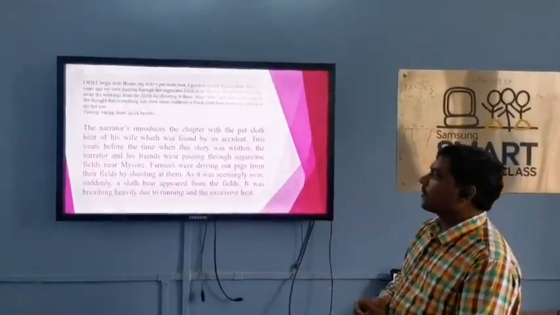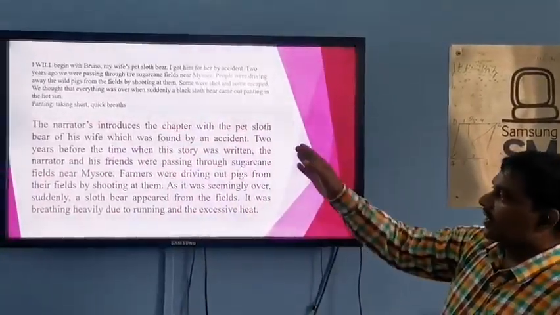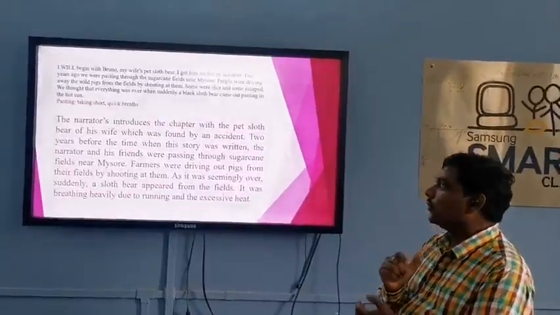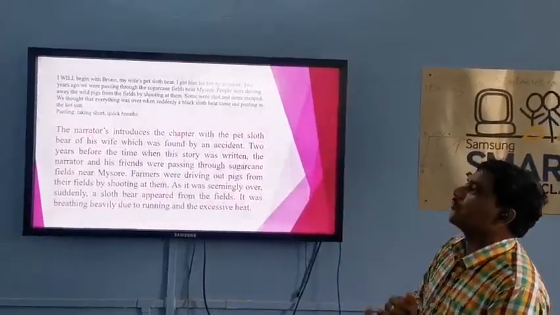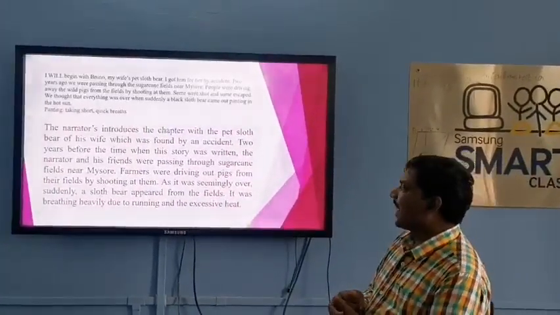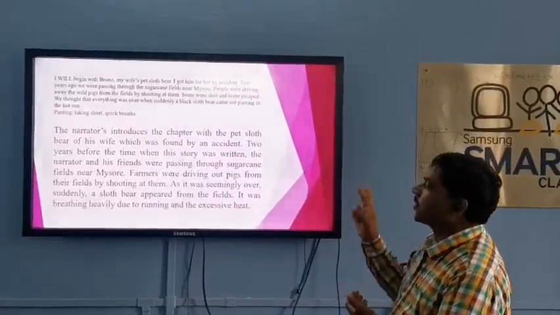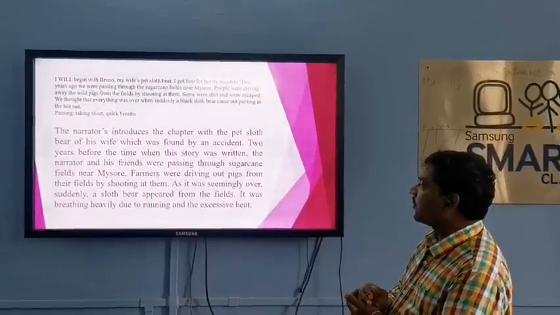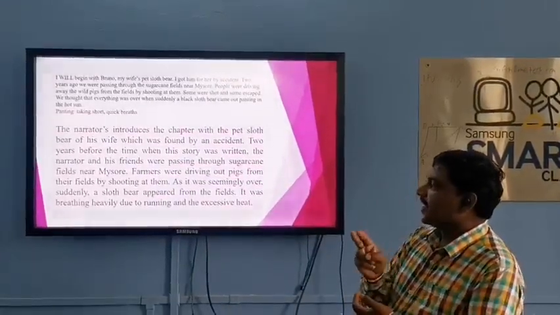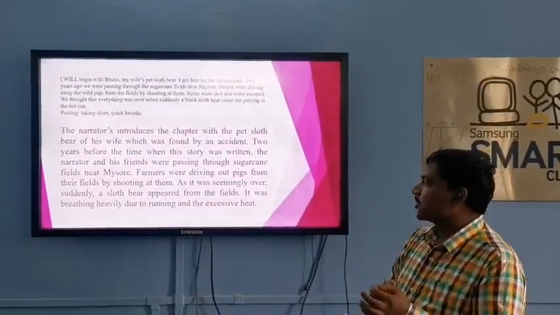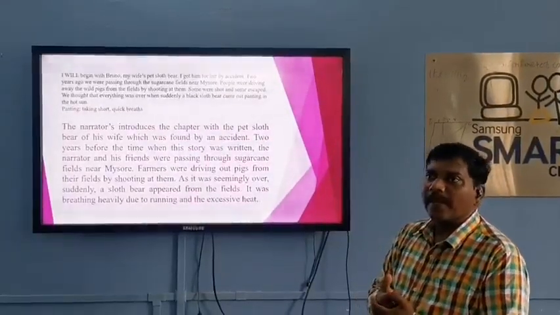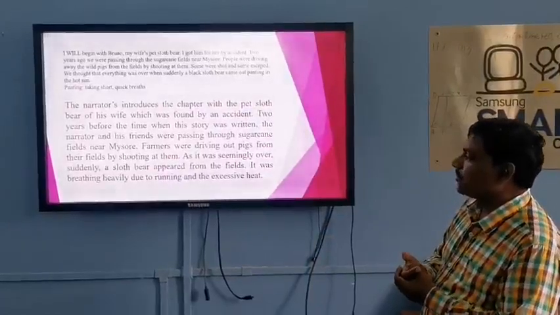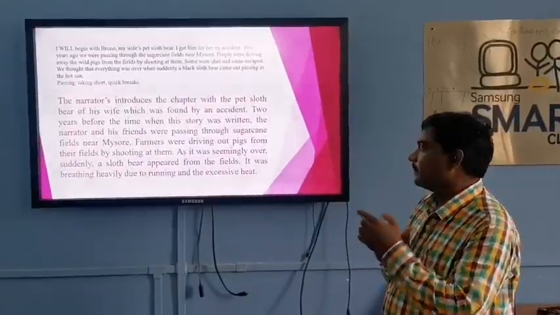In the first paragraph of the lesson, the narrator introduces the chapter with the pet sloth bear of his wife, which was found by an accident. Two years before the time when this story was written, the narrator and his friends were passing through sugarcane fields near Mysore. Farmers were driving out pigs from their fields by shooting at them.